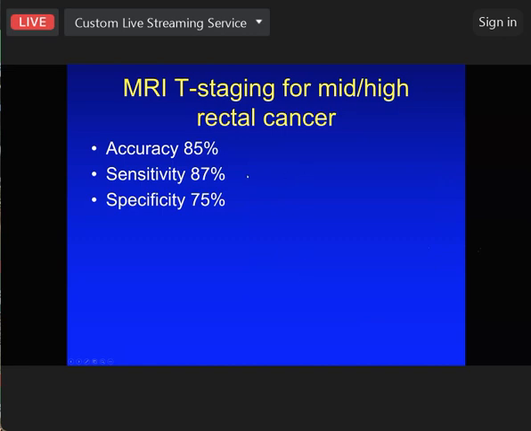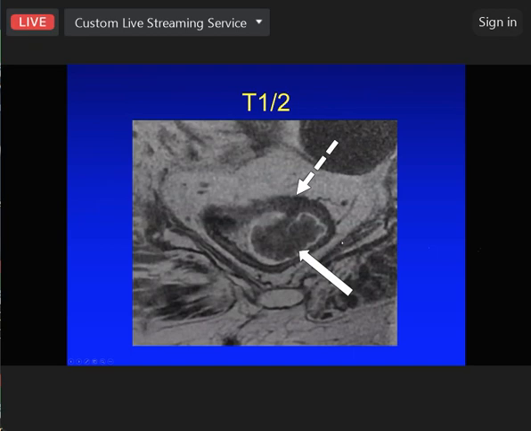So the papers have shown that accuracy, sensitivity, and specificity for staging mid or high rectal cancer is pretty good. Not perfect, but pretty good. Now, low rectal cancer, I've got some slides in this presentation, but there is certainly not enough time to go through it now. You'll have to look at that at your own pace. Just some MR examples of different T stages.